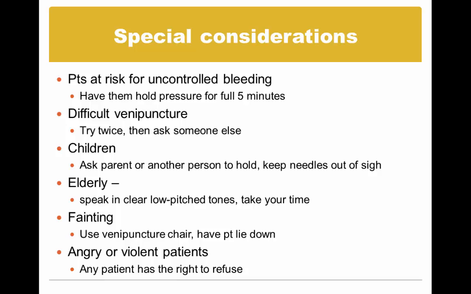For fainting, use a venipuncture chair. Have the patient lie down. Okay. So if you have somebody that's fainting, remove the tourniquet and then the needle. All right. You have to think of their safety. Lower the patient's head and arms. Wipe the patient's forehead and back of the neck with a cold compress if necessary. And if the patient doesn't respond, notify your physician. You can always move the patient to the floor and elevate their legs, and that will help.